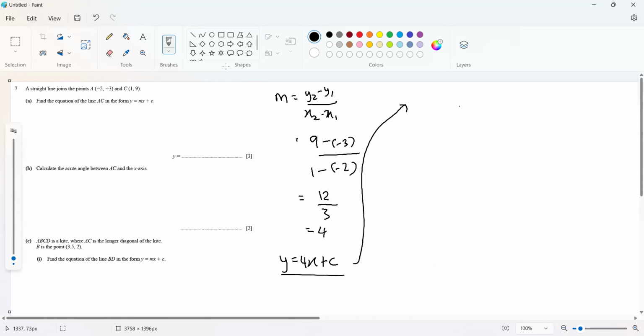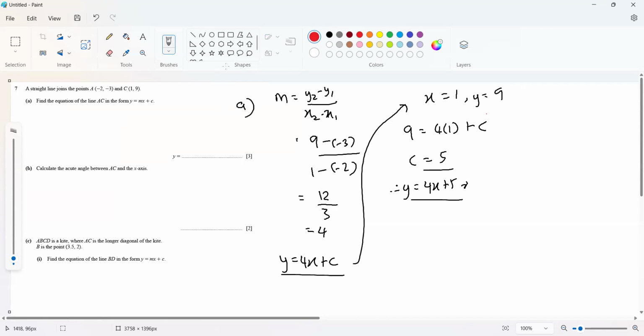So we have our gradient, y equals 4x plus c. We can plug in any coordinate. I like to plug in the simpler one, x equals 1, y equals 9. So 9 equals 4 times 1 plus c. c equals 5. So therefore, y equals 4x plus 5. This is our straight line equation for question A. Moving on to question B, find the acute angle between AC and the x-axis.